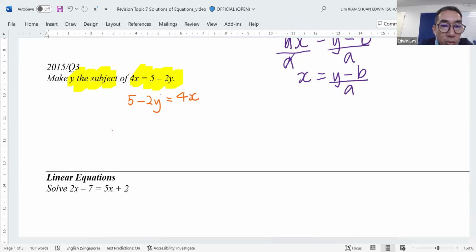I want the term with y to stay. So negative 2y will stay. I will say bye-bye to 5. So I can minus 5, minus 5. I will get negative 2y equals 4x minus 5.